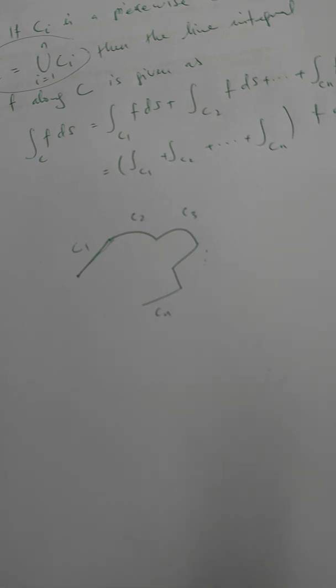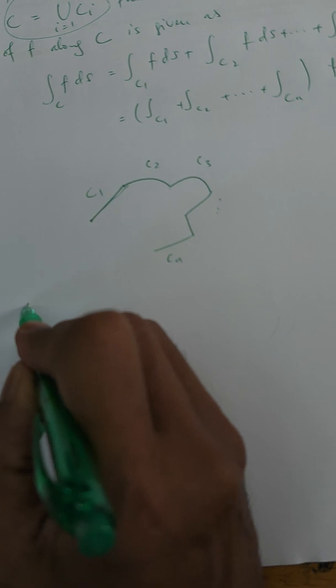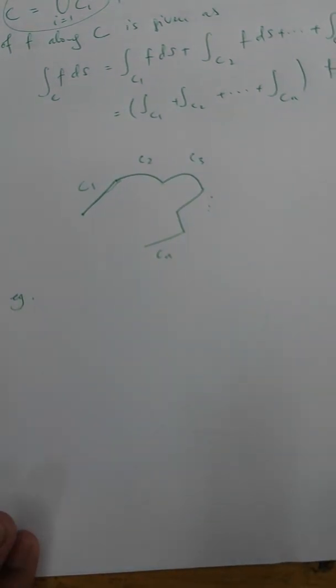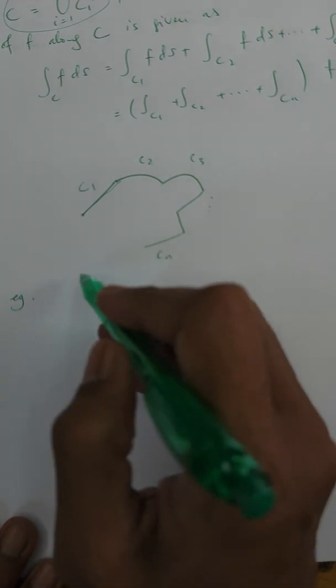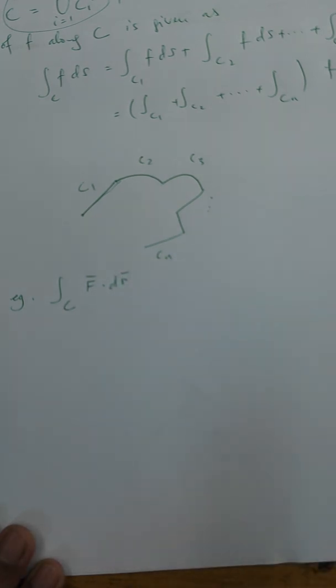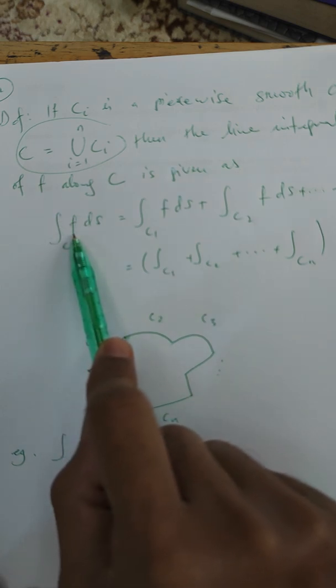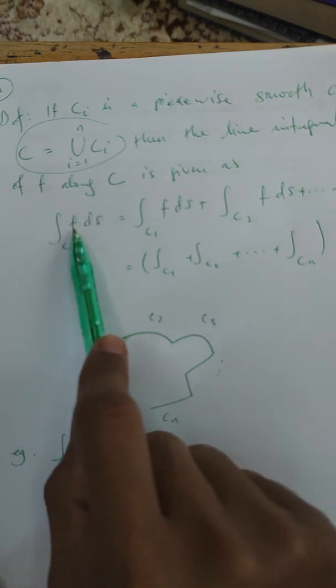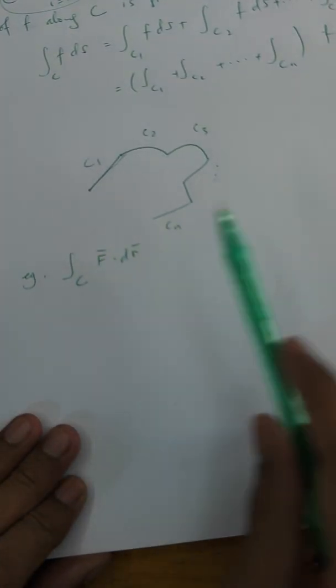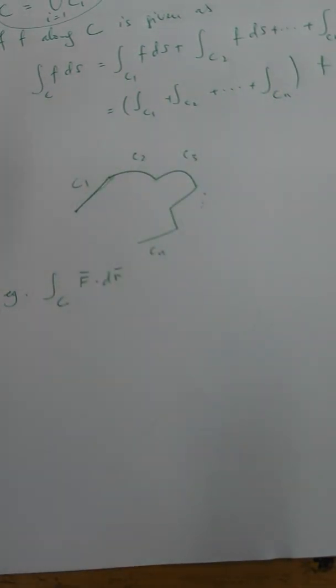Let's see an example. We want to evaluate the integral over C of F dot dr. Earlier we had f ds because that is a real function, so we integrate with a real function. In this case we have a vector function. In terms of theory, the definition is still the same for the piecewise smooth curve.